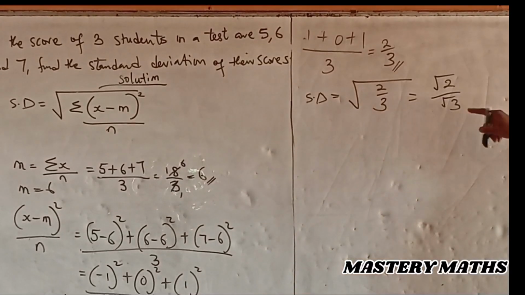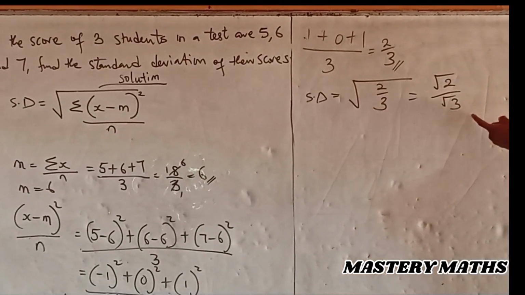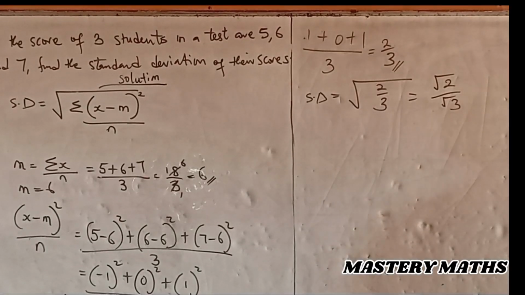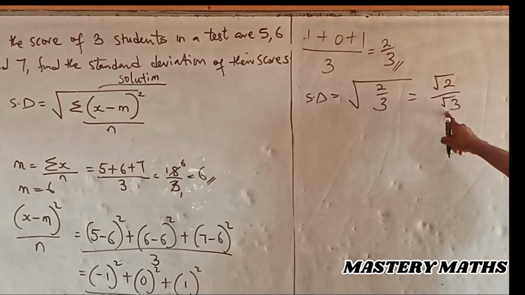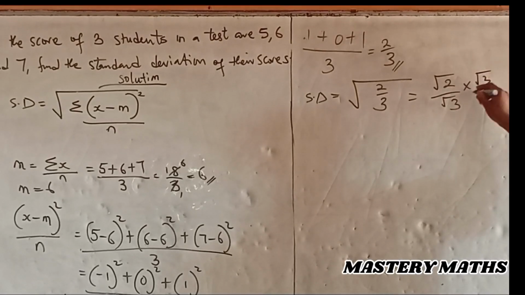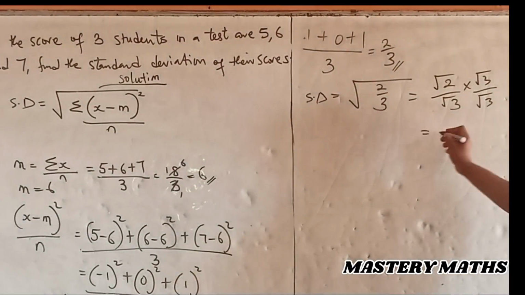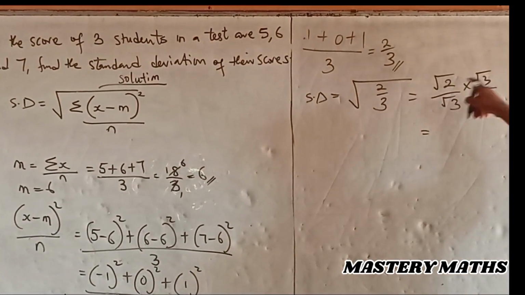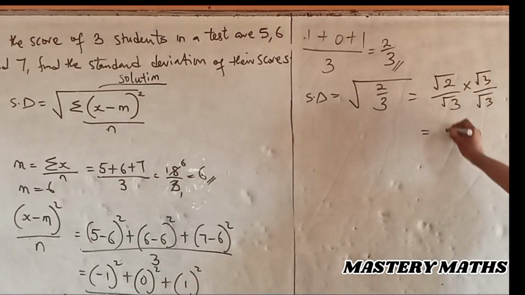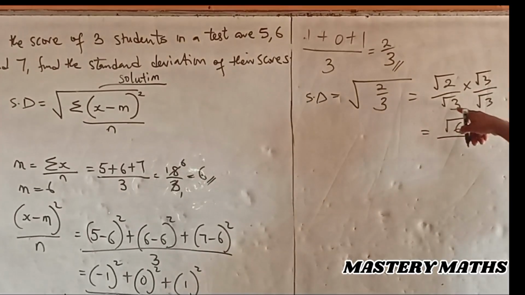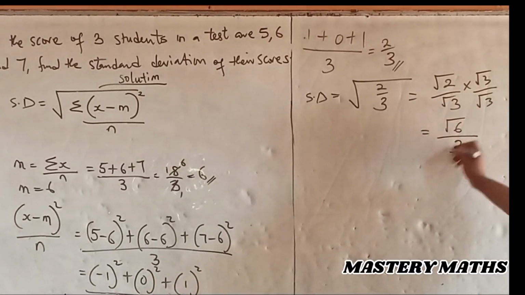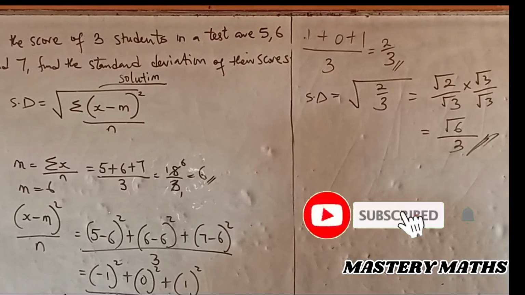Now let's simplify this. We simplify this by using the denominator to multiply both sides. This is the denominator, root 3. We say times root 3 over root 3. See now? This times this: root 2 times root 3 will give us root 6 over root 3 times root 3, which will give us root 9. And the square root of 9 is what? 3. So this is our answer.